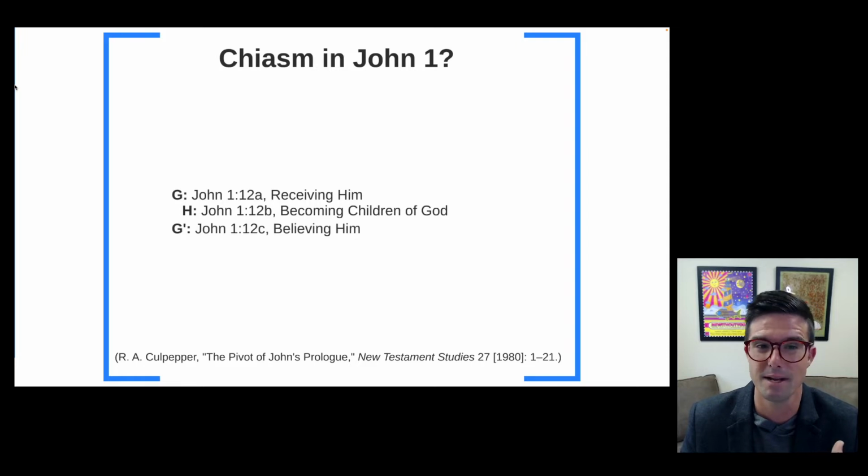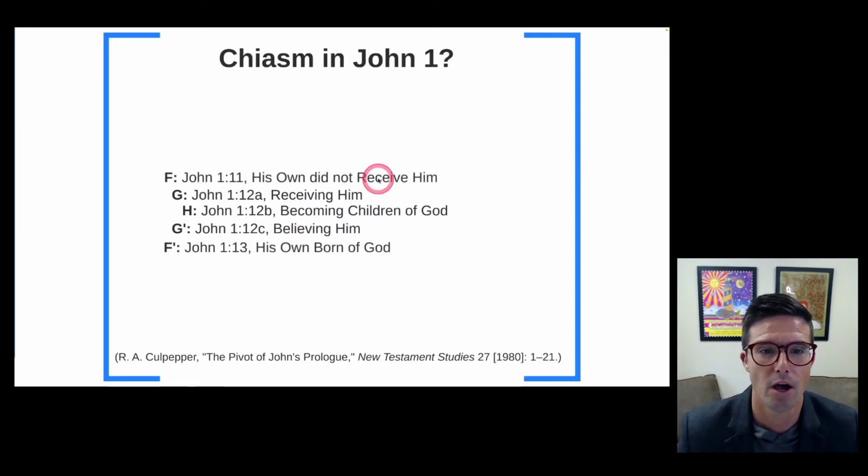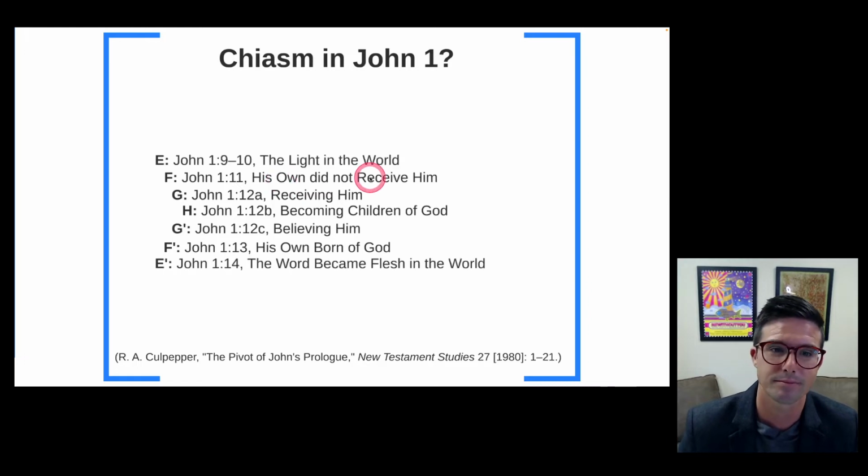Receiving him, namely Jesus, and believing him. So here we have two similar ideas. They're not going to be the exact same verb, but the object of the verb, namely Jesus, is going to be the same in both cases. His own do not receive him, and his own are born of God. So again, different verbs, but this time the same subject. His own are born of God, and his own did not receive him.